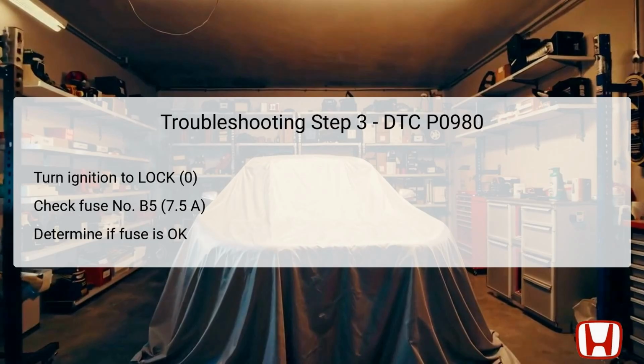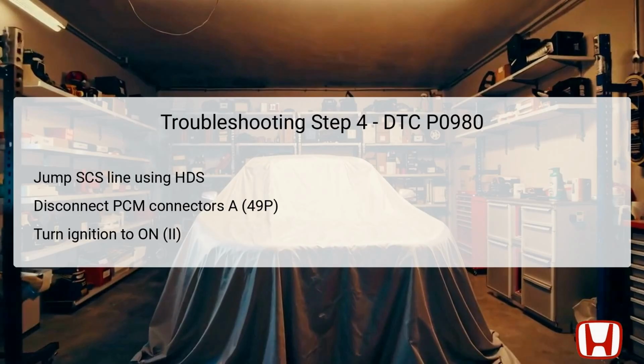If the fuse is operational, the technician will continue to the next troubleshooting step. If not, an examination for a short circuit to body ground in the associated wiring will be required. The fourth troubleshooting step requires jumping the short circuit detection (SCS) line using the HDS, which allows the diagnostic tool to bypass certain safety checks temporarily.